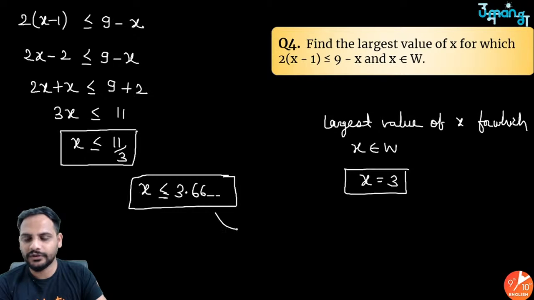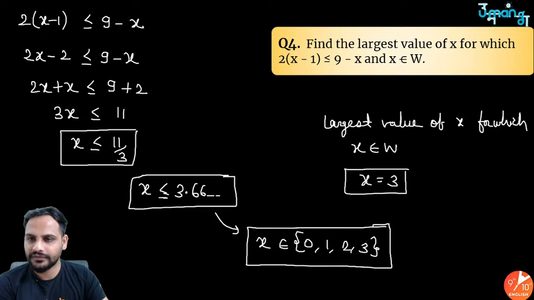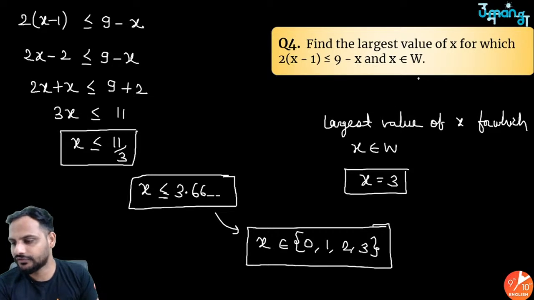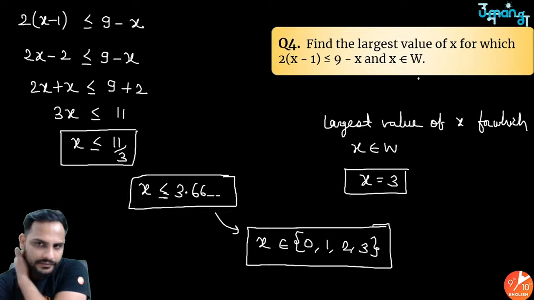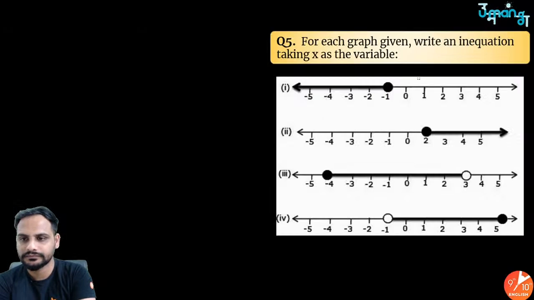And the solution set will be what? x will be 0, 1, 2, 3. These are the only solution set because they have clearly told x belongs to whole number. So the largest value of x which is possible is x is equal to 3. Got it? Let's go for the next question.